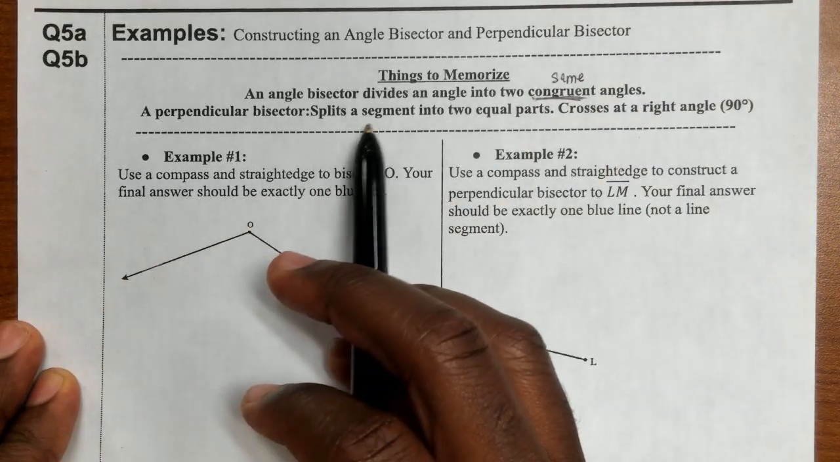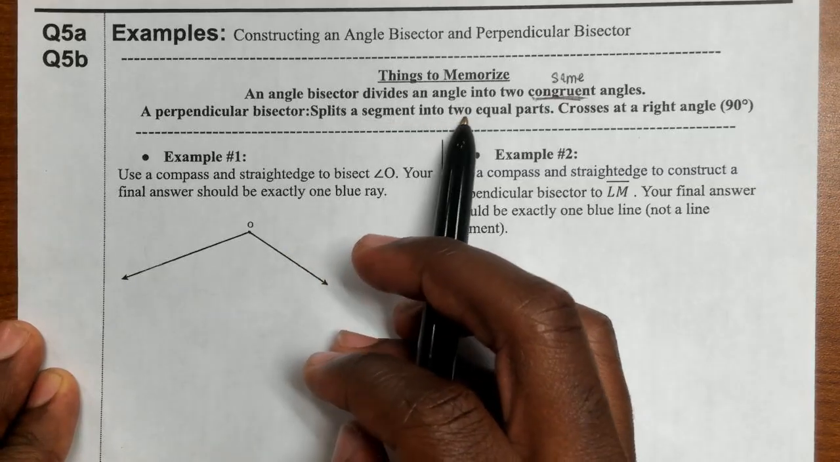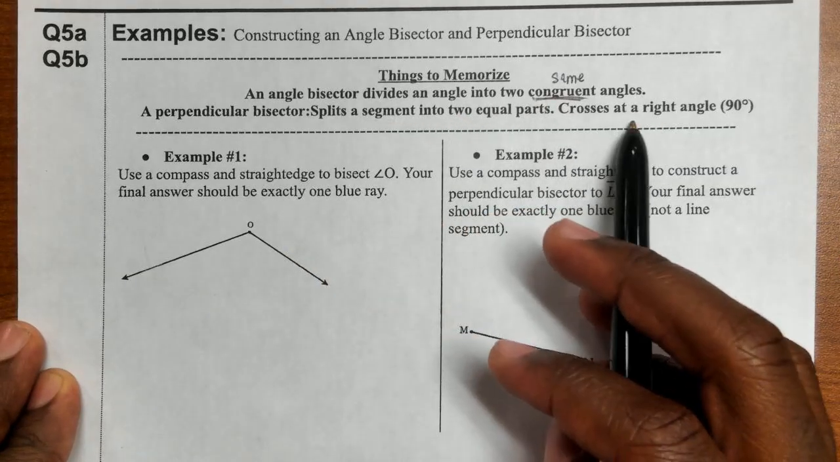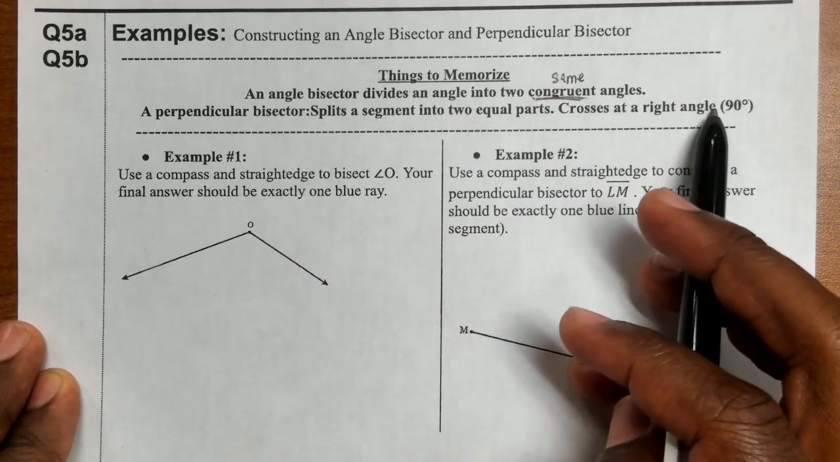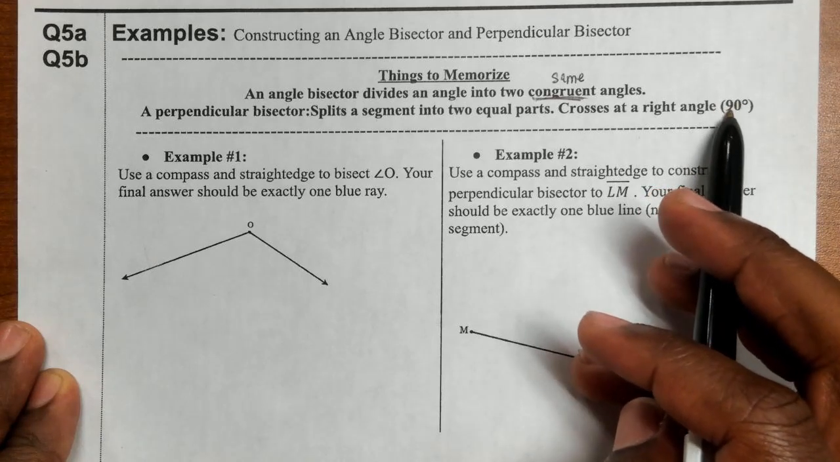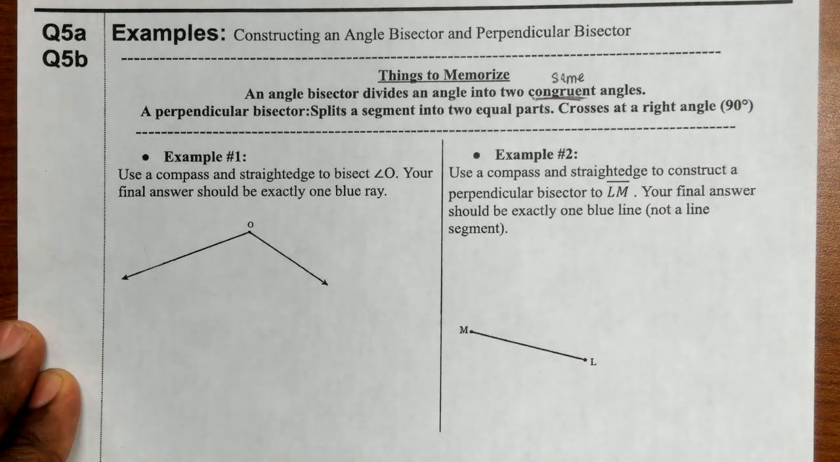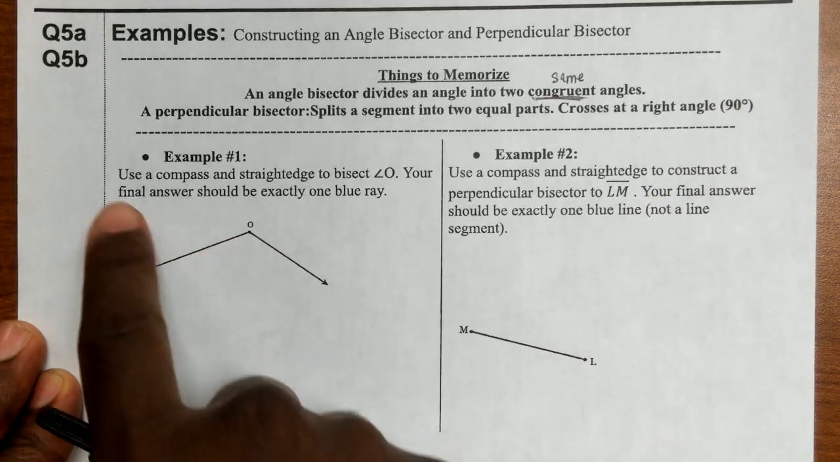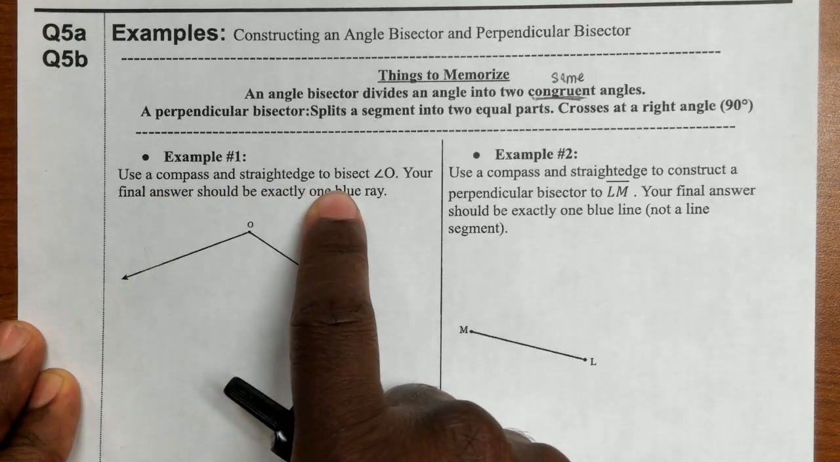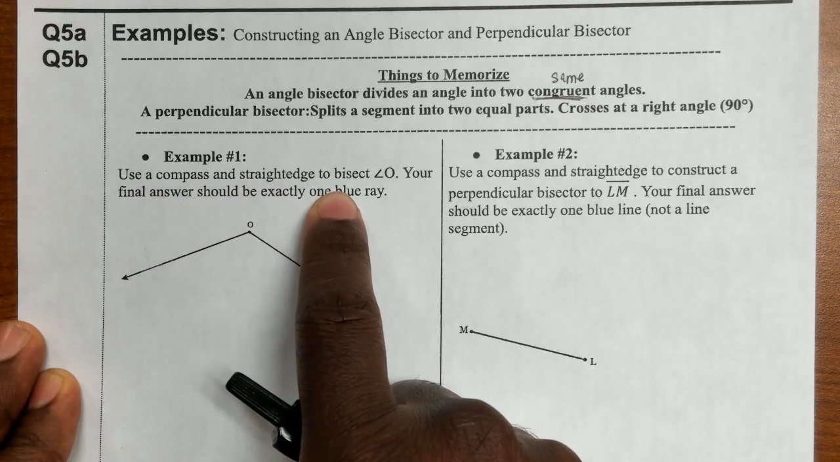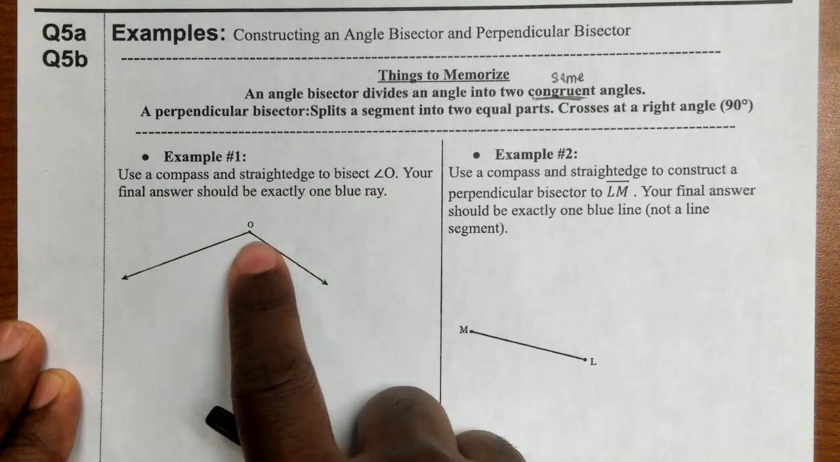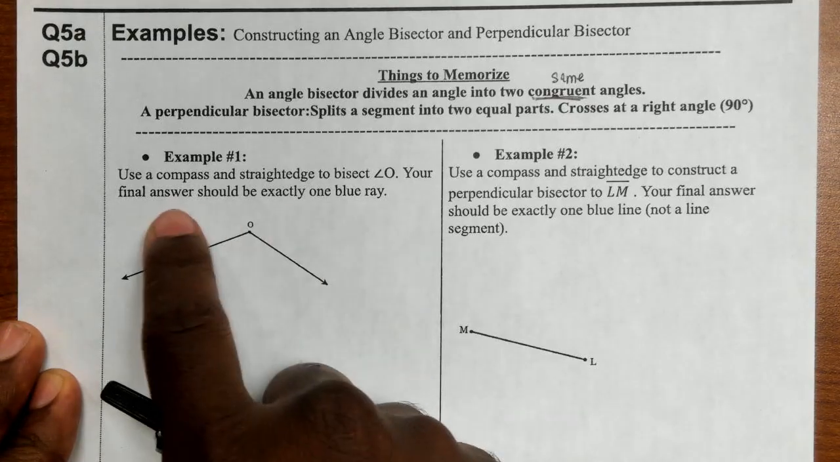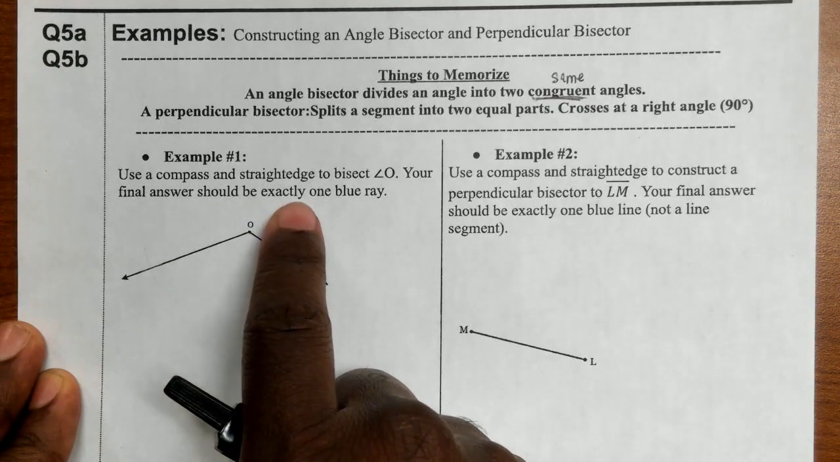A perpendicular bisector splits a line segment into two equal parts that cross at a right angle, or perpendicular angle, which is making a 90-degree angle. Okay, so the first one right here is saying use a compass and straight edge to bisect. So we're doing an angle bisector, angle O. So this is angle O. Your final answer should be exactly one blue ray.